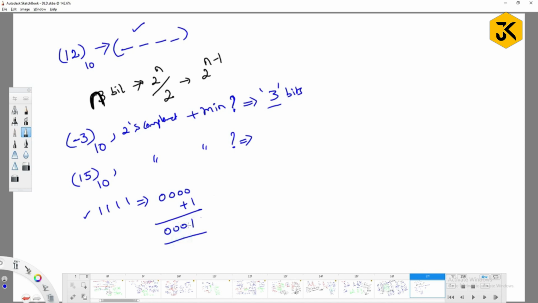So try to solve this. I mean, you have to make it general also. How can you do that? 15 is 4 ones only, right? What is the 1's complement of 4 ones? 4 zeros. Then I add plus 1. Then it is the 2's complement, 0001. See, this represents what? 1 or minus 15.